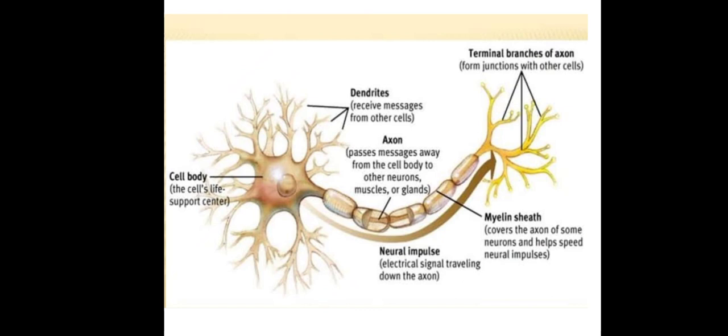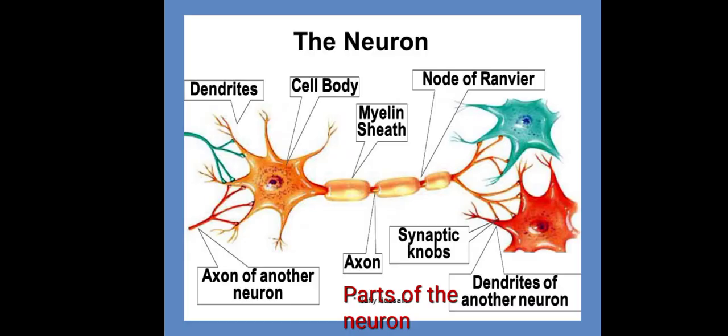Covering the axon, you have the myelin sheath, and its main function is to help speed neural impulses. Neural impulses are electrical signals traveling down the axon, and terminal branches of axons form junctions with other cells. And as you can see, there's a gap over there. That gap is also known as the synaptic knob. As you can see over here, there's a gap in the axons.